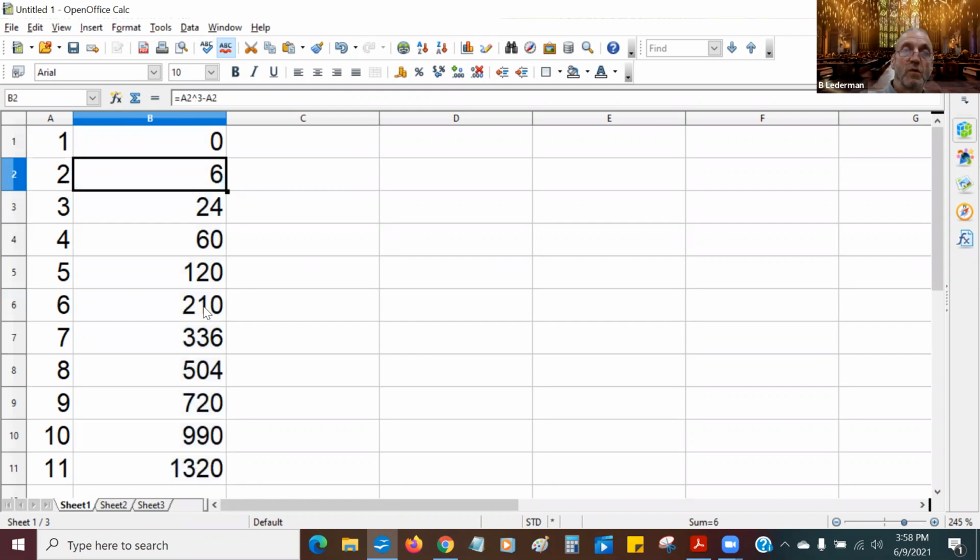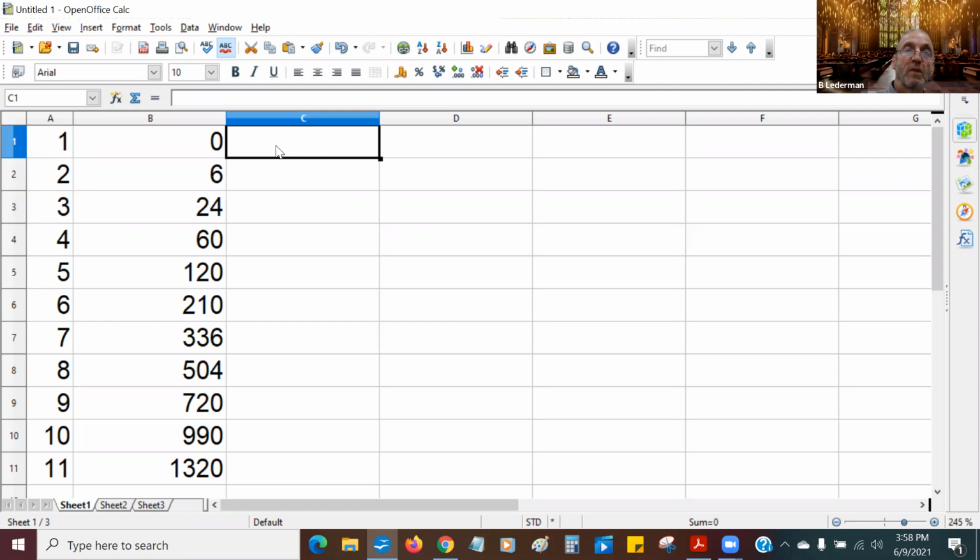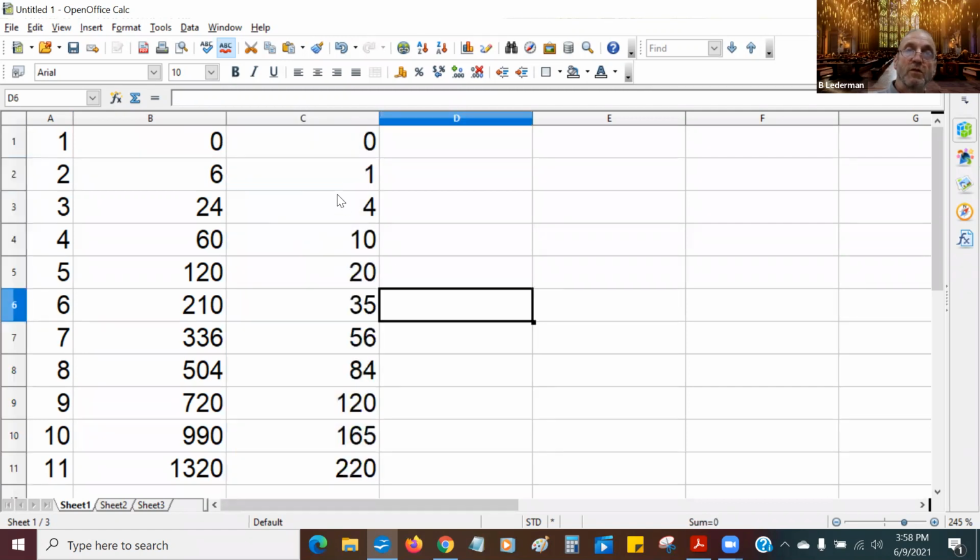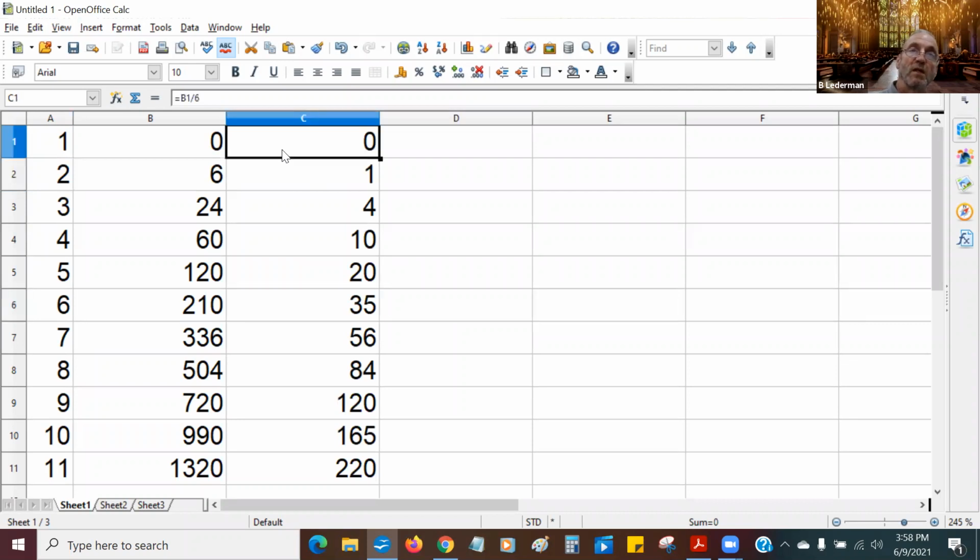And 6, 24. Well, I can pretty much see these are all multiples of 6, but in case you're not convinced, let's divide them by 6. I just want to make sure these are all whole numbers. And there you go. Column C is just column B divided by 6, to show that I have no remainders. Column B is n to the third minus n, and when I divide each thing by 6, I get no remainder.